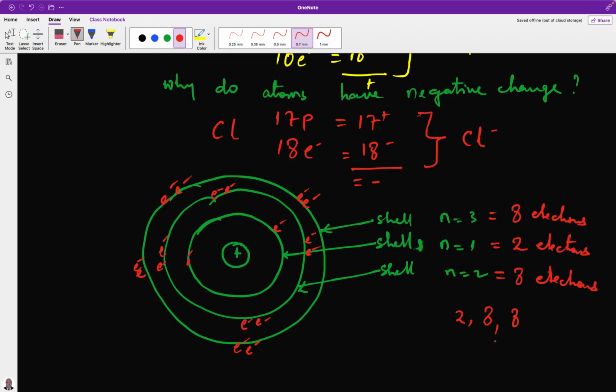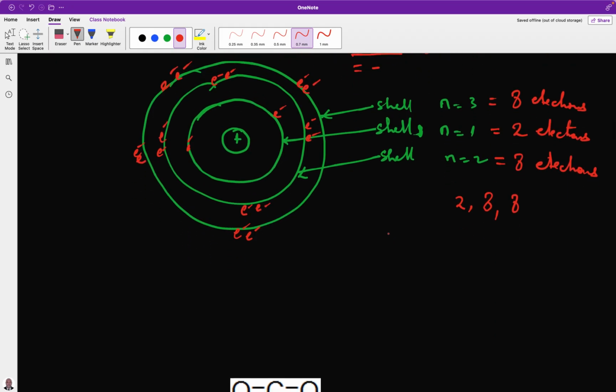So now we want to represent this in this order. We have carbon. Carbon has 6 electrons. If we arrange these in the order of how electrons appear, the first shell will contain 2 electrons.